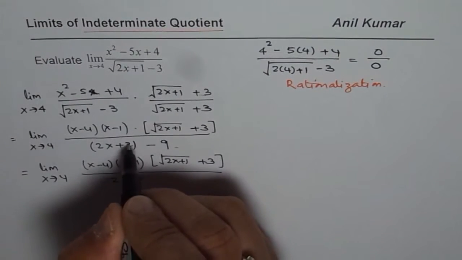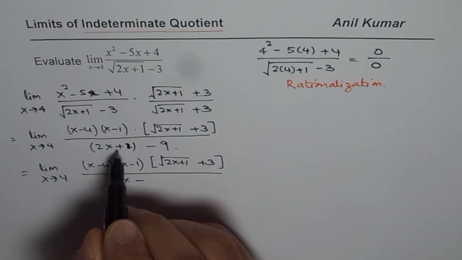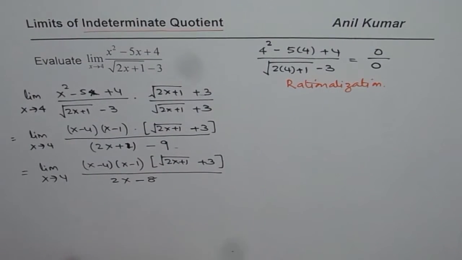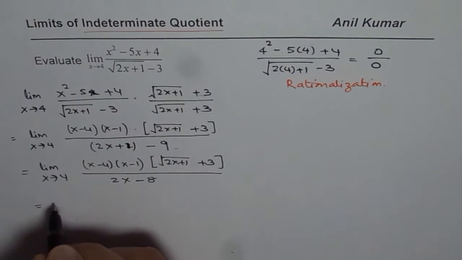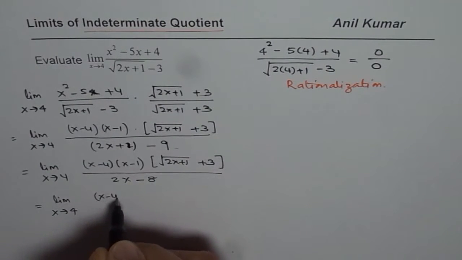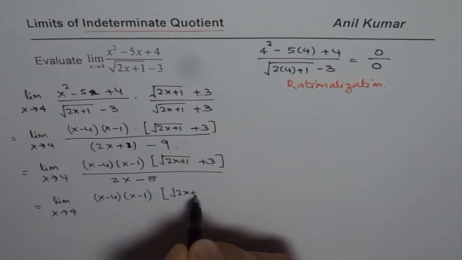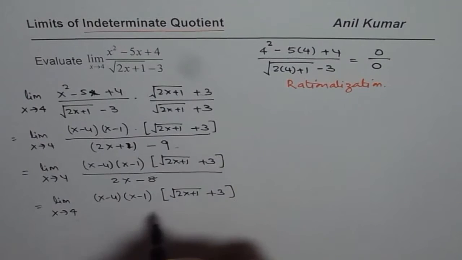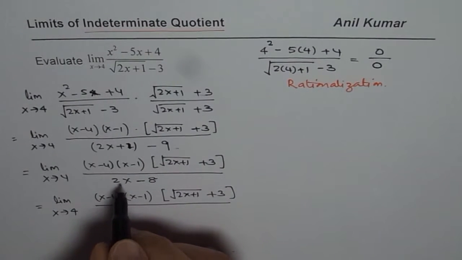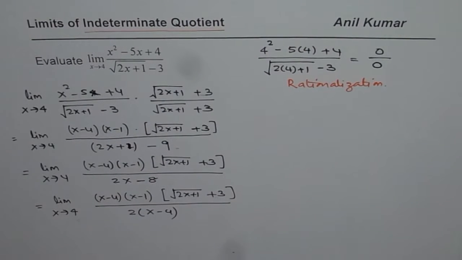Sorry, this is 2x plus 1. I wrote plus 2, it is 2x plus 1. So when I do plus 1 minus 9, I get minus 8, right? So we get minus 8. So we have now limit x approaches 4, and the numerator is x minus 4 times x minus 1 times, within bracket, square root of 2x plus 1 plus 3, and here we can factor 2, right? So when you factor 2, you get x minus 4. Now x minus 4 can be cancelled. That's a common factor in numerator and denominator.